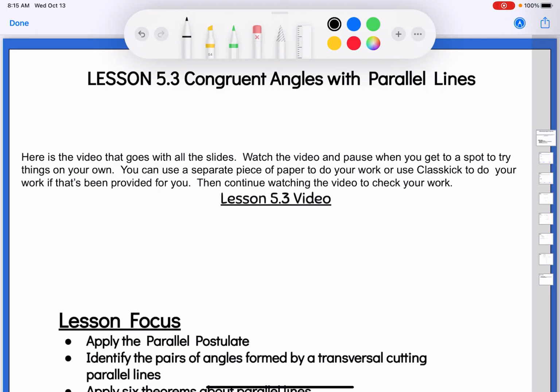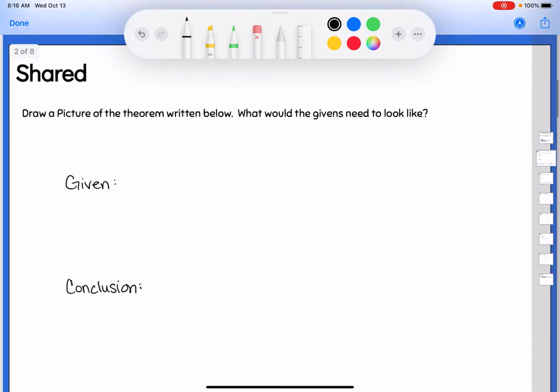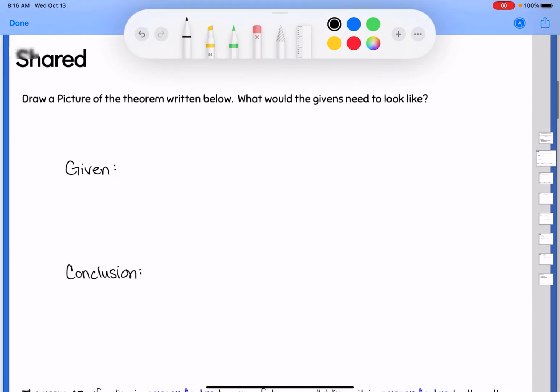So today is going to be the opposite. What if we already know the lines are parallel? Then how can we say that those angles are congruent? That's the big idea for 5.3. Now we do have a couple of new theorems that go along with it. All of our other types of angles, alternate interior, alternate exterior, corresponding, are still going to come into play, but we do have a few more.